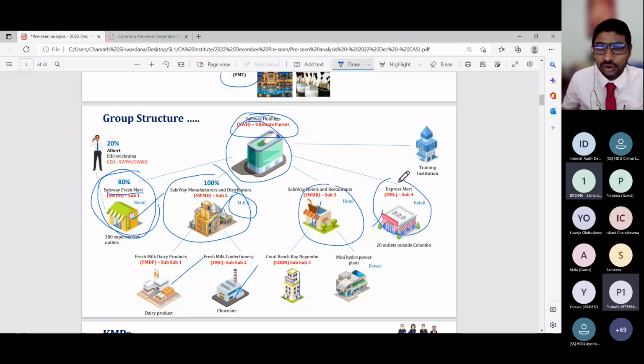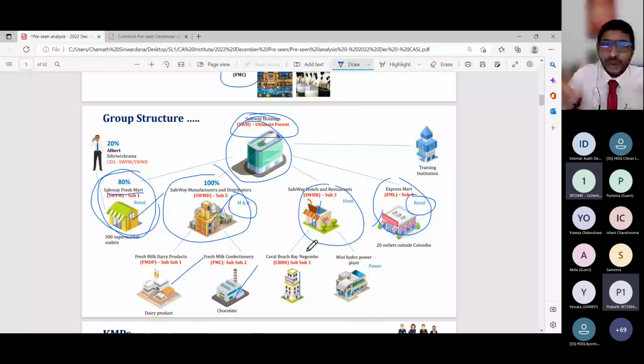I believe this should be summarized into one page or one slide, because if you go through the pre-scene, this information is here and there in different places, and it is not easy to identify the group structure at once by reading the pre-scene. It is very difficult to identify because there are a number of subsidiaries and sub-subsidiaries and a number of relationships.